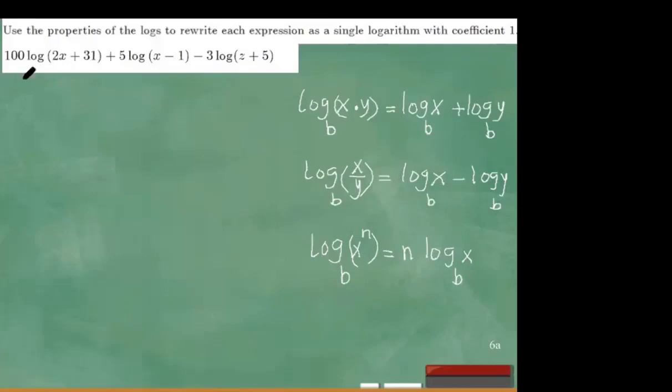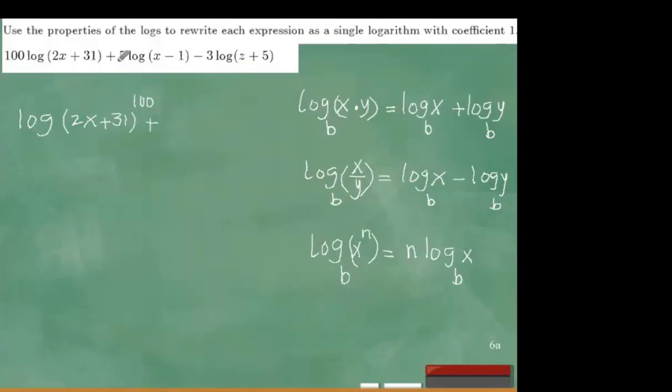So in this case, if I want to write this as a single logarithm, this 100 can be written as an exponent. Here, n times log of x is the same as log of x to the power of n. In other words, I can move this n and put it right over here. That's what we're doing. So in this case, I can do the same thing here. I can move this 100 and make that my exponent. That would be 100 right here.